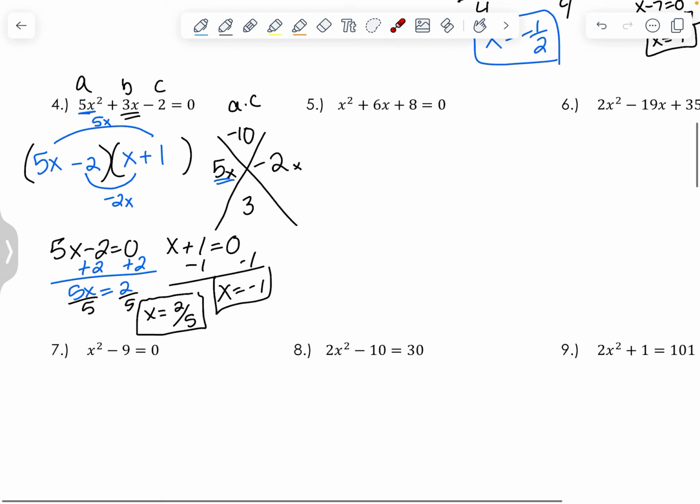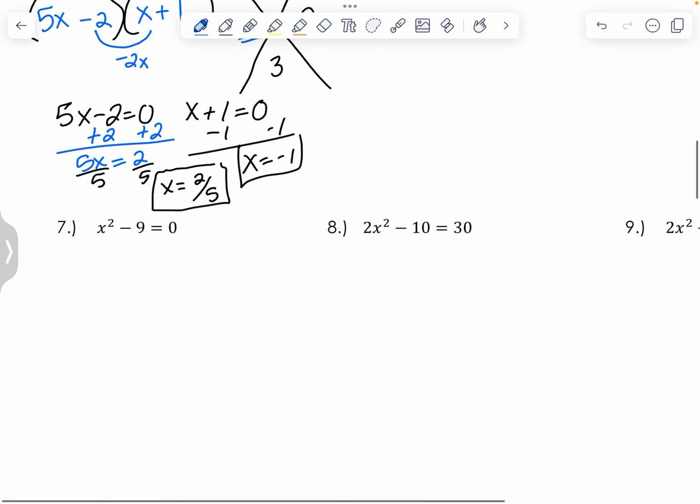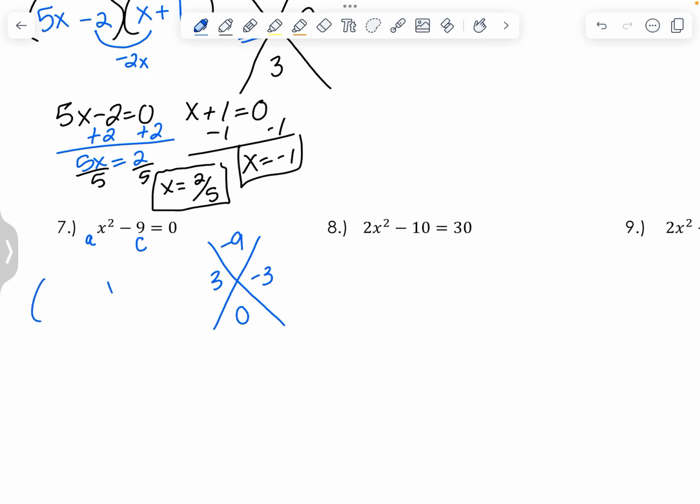Okay. And this one's also a special case down here. So this is your A, your C, and so your B is actually 0. So it multiplies to -9 and adds to 0. That's going to be 3 and -3. We don't have to be as careful since it's x squared. There's only one way to make x squared, x and x. So that's going to be x plus 3 and x minus 3. And then you'd be able to solve for each of those.